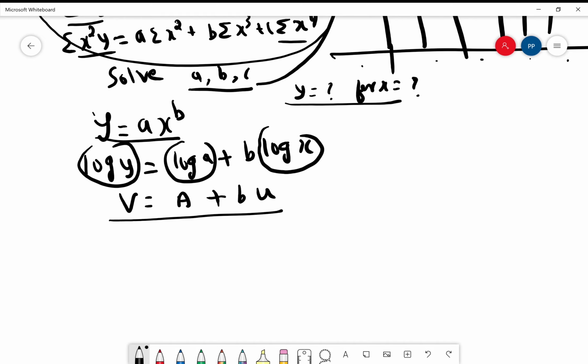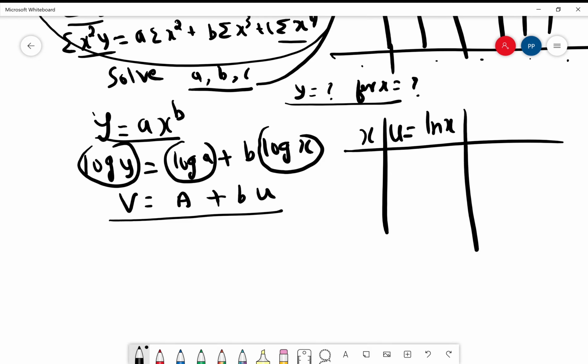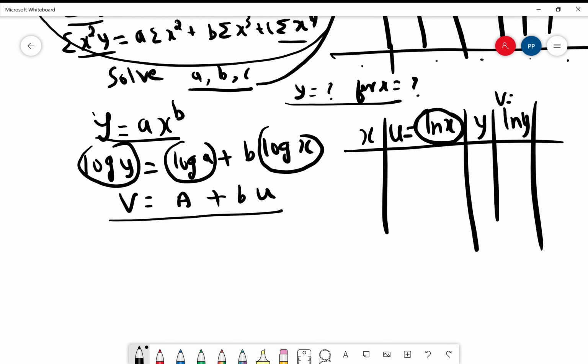Next thing is, in order to find this, we have to prepare a table. First is x, then u equals ln x. You have to be careful here because you have to use the ln in the calculator, that is log to base e. Then y, ln y, which is nothing but v. Then you have to take u square and uv.